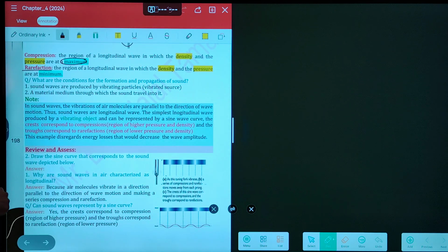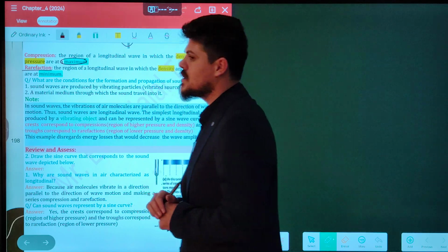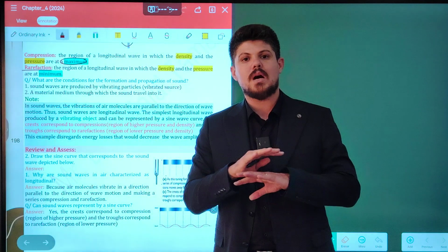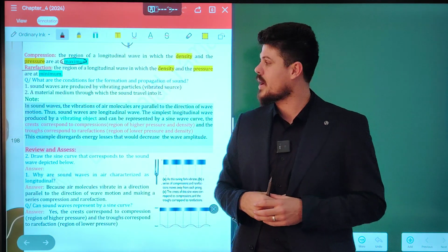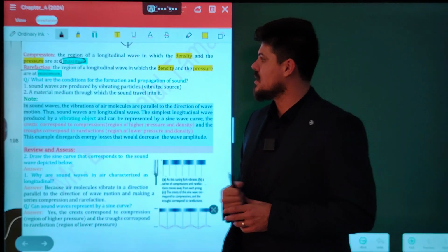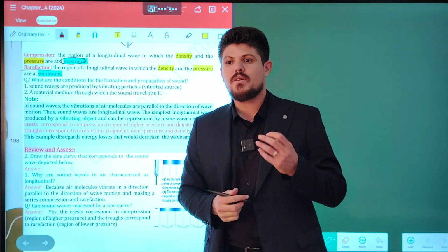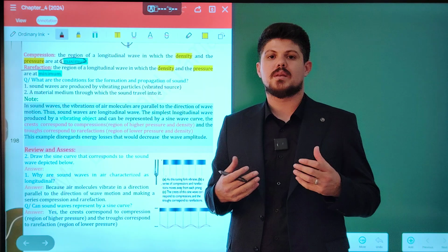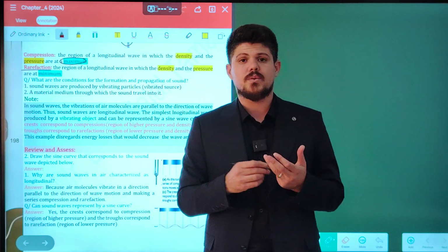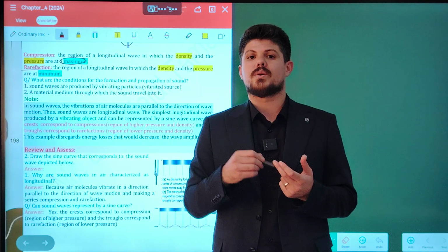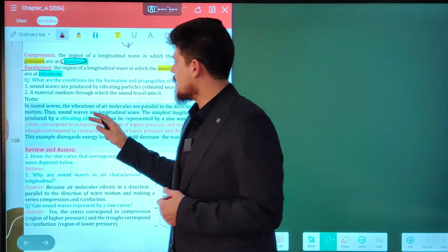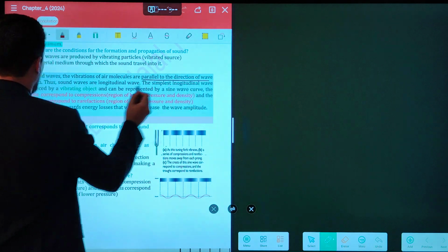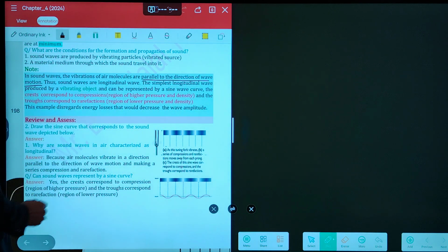What are the conditions for the formation and propagation of sound? Sound waves are produced by vibrating what? Particles. Without vibration of particles, no sound is produced. And a material medium, okay? Every vibrating particle requires a medium, because the particles only exist in a medium, such as solid, liquid, and gas. In sound waves, the vibrations of air molecules are parallel to the direction of the wave, as I mentioned. The sound waves are longitudinal waves.